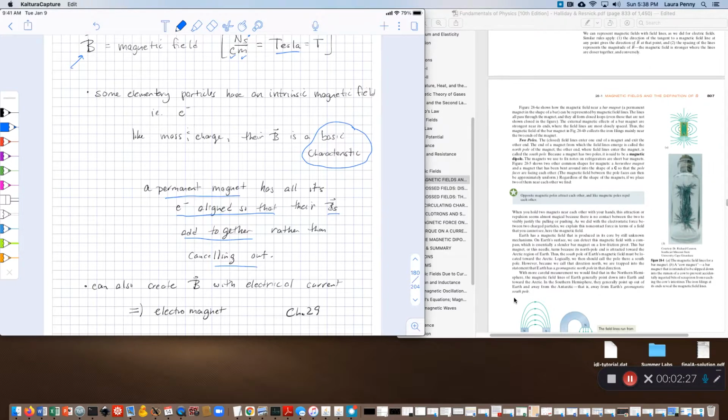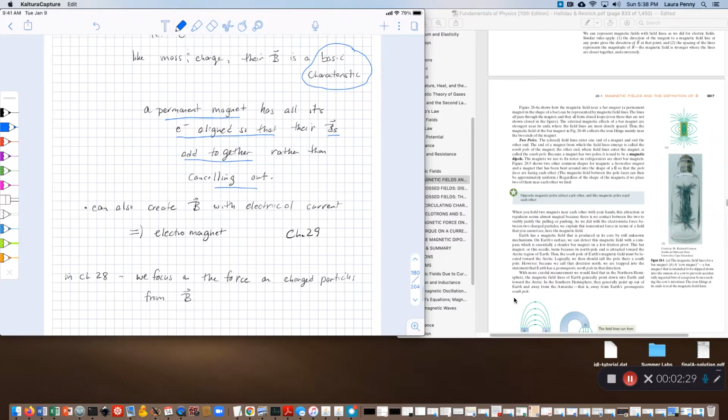You can also produce a magnetic field with an electrical current. And this is called an electromagnet. So when you have current flowing, you have the magnet. When you turn the current off, your magnet goes away. This is a really safe way to have a really strong magnetic field, because you can just have it on when you need it, and then you can turn it off when you don't.